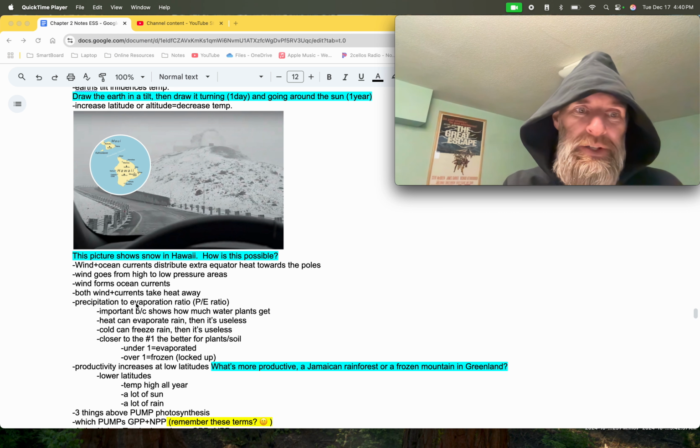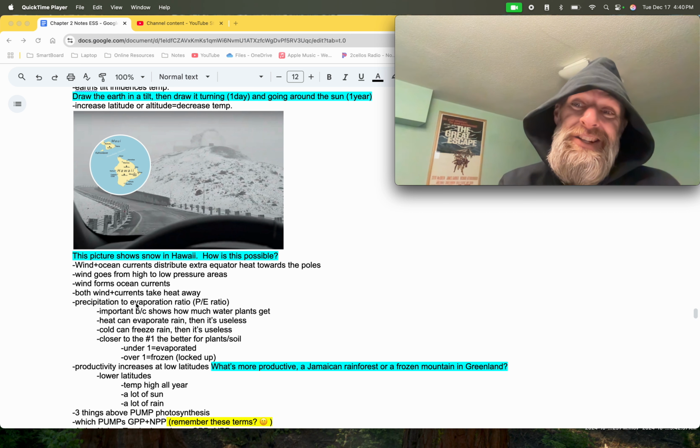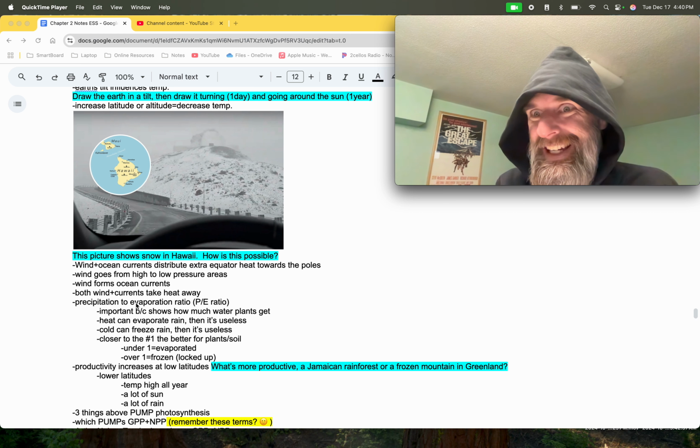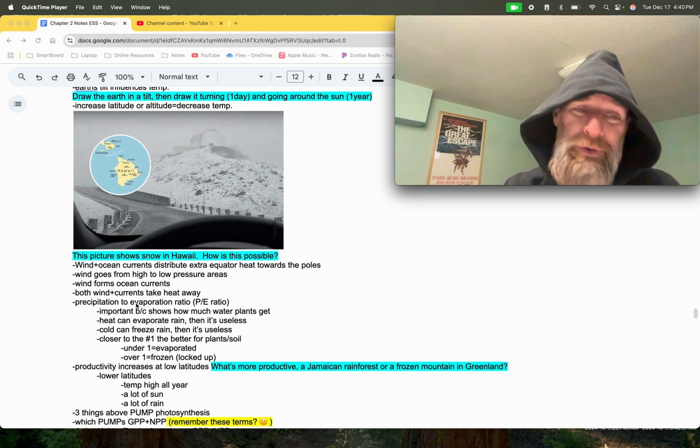Very true. So, the cold can freeze rain, then it's also useless because then it's locked up as ice. Yeah, you're dying of thirst, you're on a glacier, try chipping away ice for water. Not going to work for you.